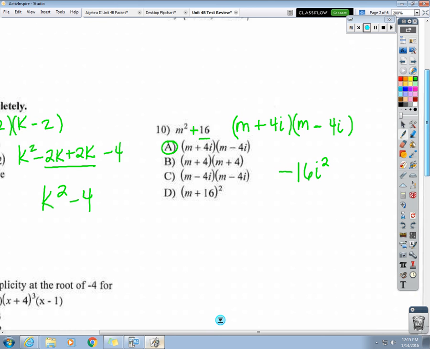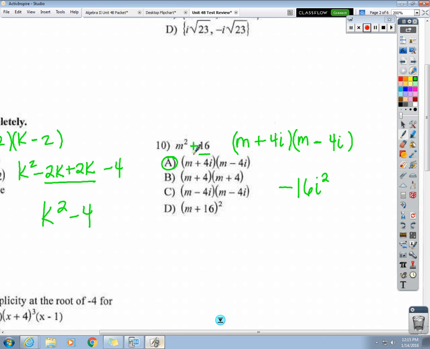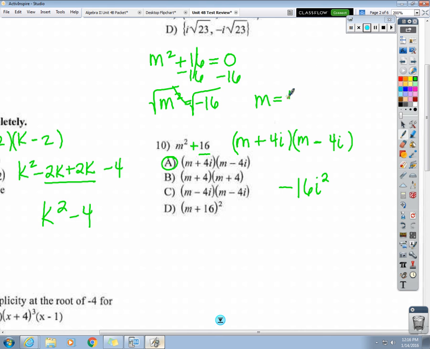Now, let me show you something else that could help you with this. Say you're having trouble with this, why don't you look at it from this standpoint? m squared plus 16, set it equal to 0. Now that it's set equal to 0, how could we start solving it? Subtract the 16, and so m squared equals negative 16. Then to get m by itself, we would square root both sides, and so m would equal plus or minus 4i. Well, isn't that what we ended up with, a plus 4i and a minus 4i? It's just they wanted it in factored form, so you have to write it as factors.